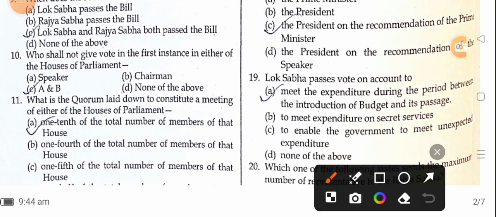Take a look at question number 10. Who shall not give vote in the first instance in either of the Houses of Parliament? Speaker as well as Chairman. They do not give vote in the first instance in either of the Houses of Parliament. Question number 11. What is the quorum laid down to constitute a meeting of either of the Houses of Parliament? Option A, 1/10 of the total number of members of that house.